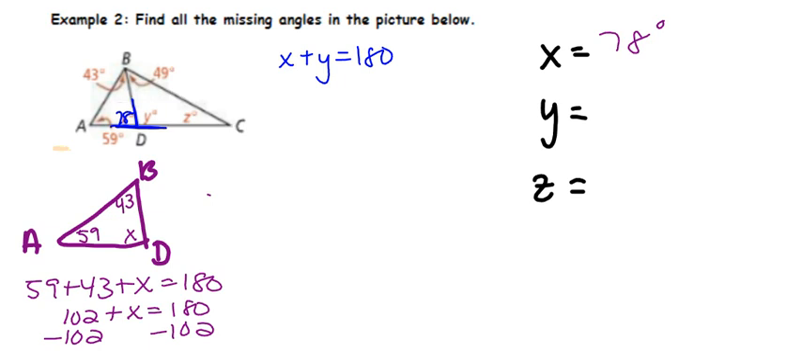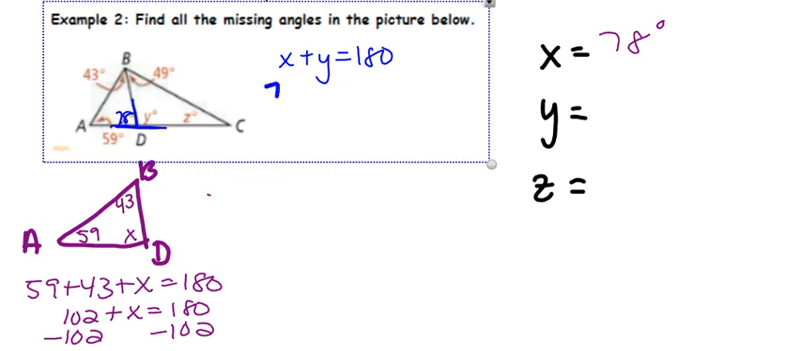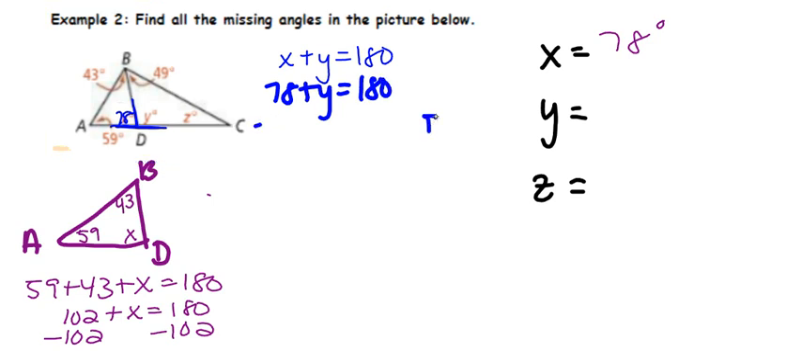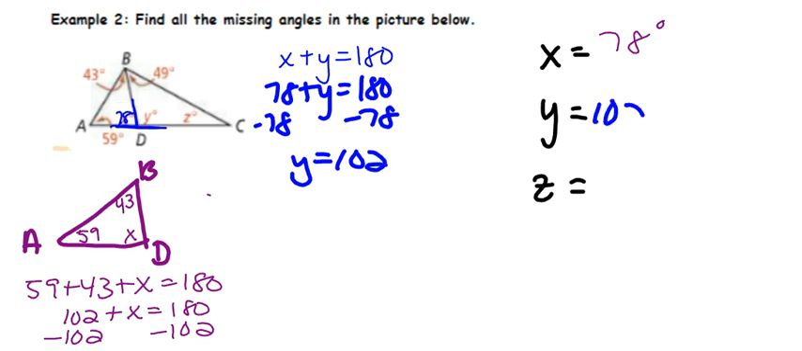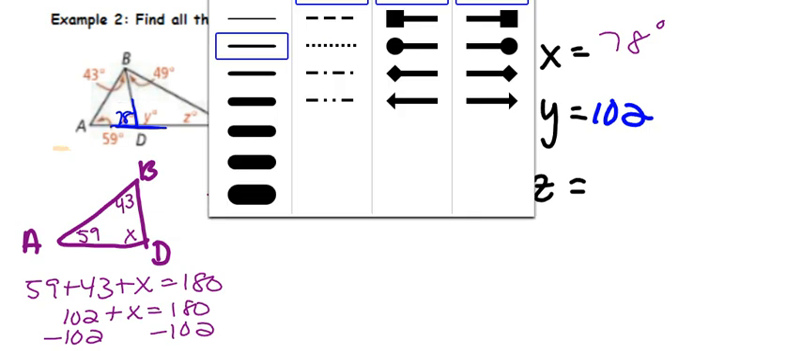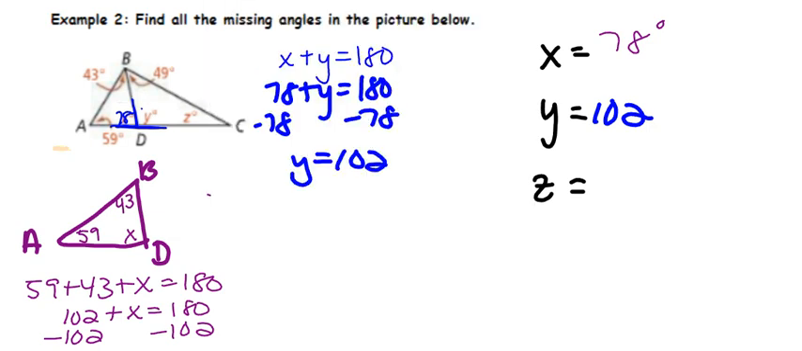Well, we already figured out x. It's 78. So 78 plus y equals 180. And subtract 78. Uh-oh, what's going on? So y equals 180 minus 78 is 102. So y is 102. And you can add that to your picture then.